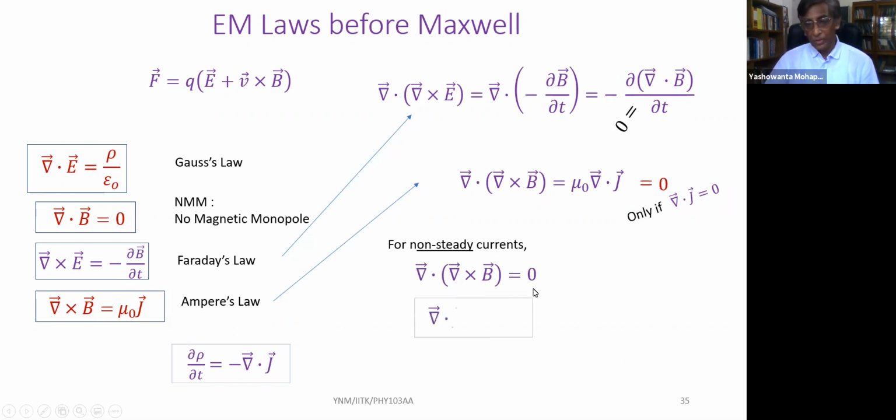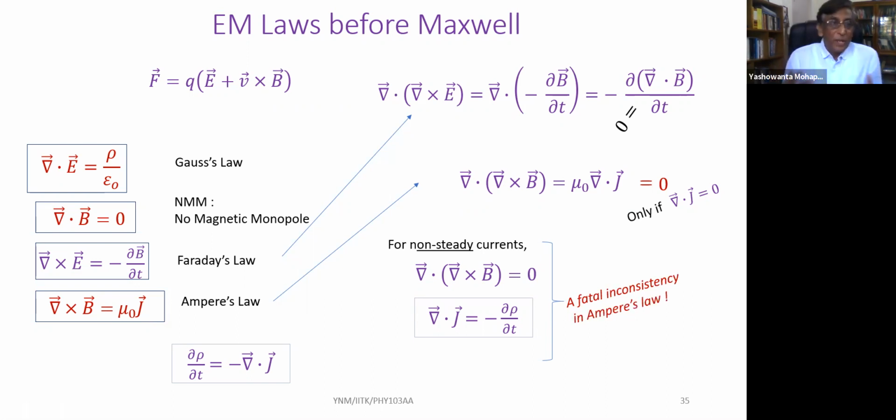But for non-steady current, we know the continuity equation: divergence of J should be minus del rho by del t. Now on the left side I have a 0, and if it is non-steady, this is non-zero, minus del rho by del t. And that is indeed a fatal inconsistency in Ampere's law. Of course, Ampere's law was not meant to be used for non-steady conditions. But what if? Okay, there are phenomena.